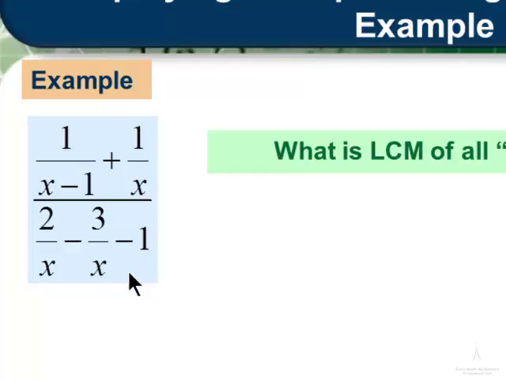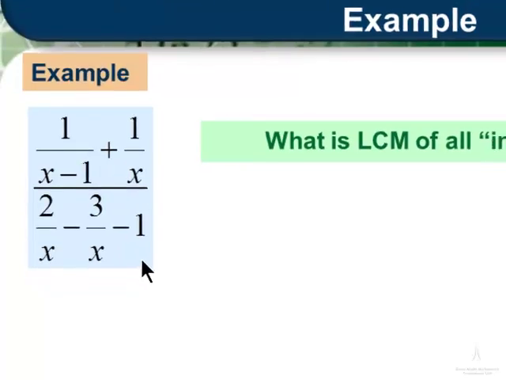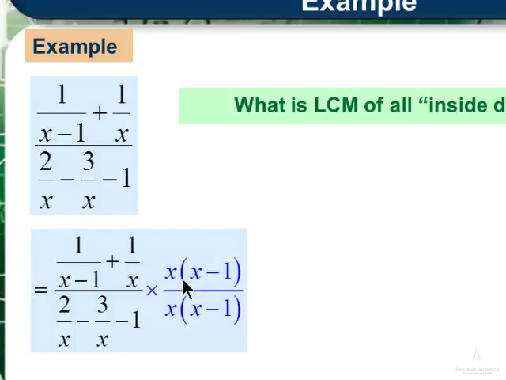What will be the lowest common multiple of x minus 1, x in this case, and 1? Clearly, it will be the product of the two, x times x minus 1. So we multiply, as we have seen before, with the expression x times x minus 1 divided by x times x minus 1. You see, this is plus 1 really. We do not change the original compound algebraic fraction. So this is the LCM that we were looking for of all the inside denominators.